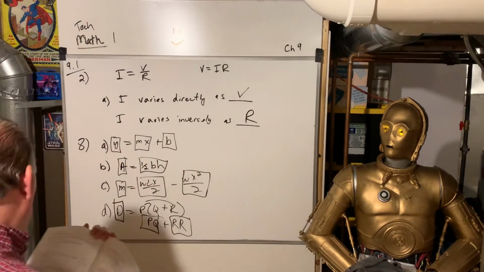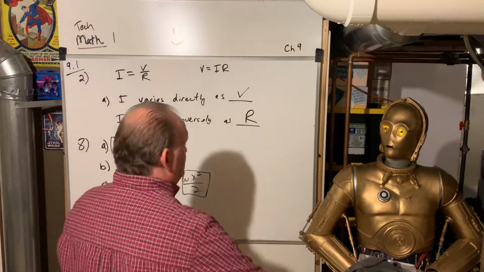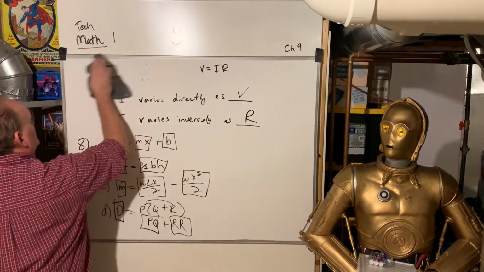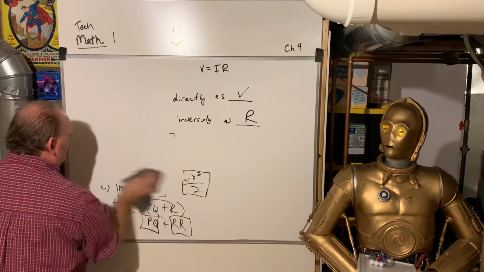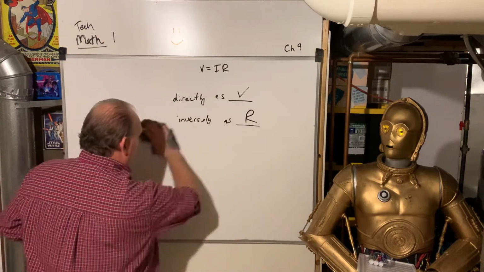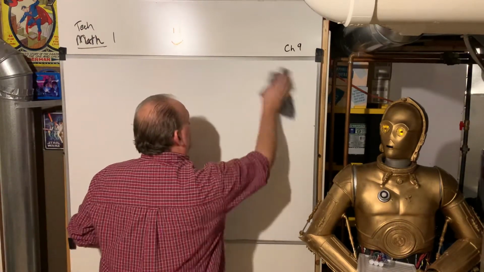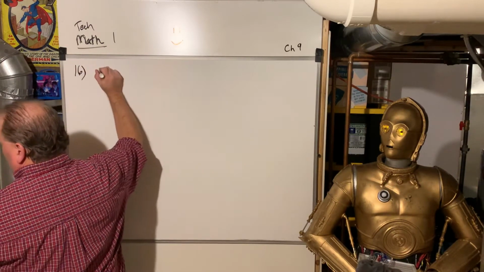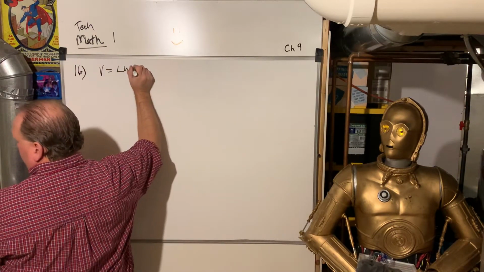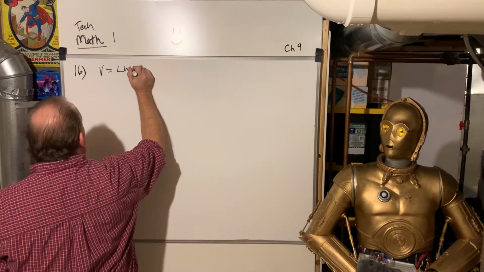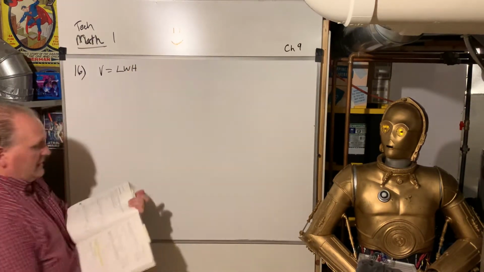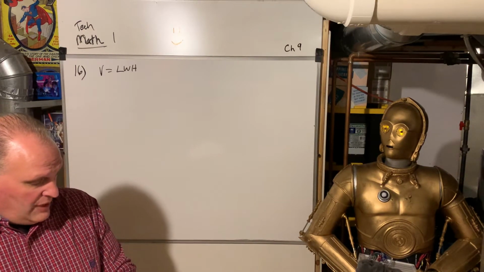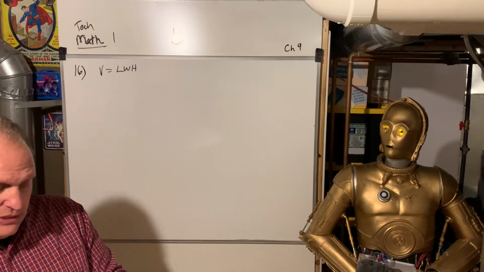9.3 is, I want to do number 16. And they're going to probably have us solving different things there. They got V equals LWH. That looks like volume is length times width times height. And they want solve for L. So let's solve that for L.